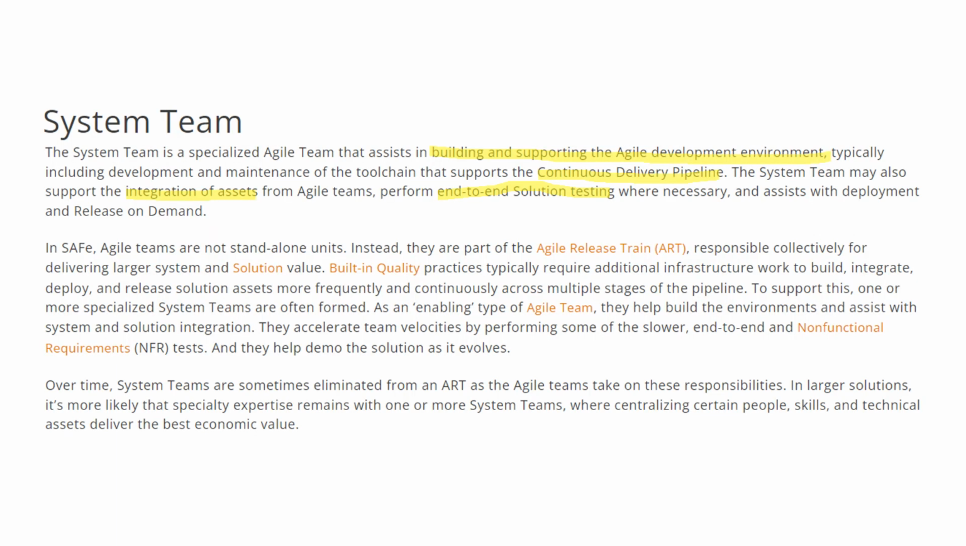Let us get into today's topic, system team. Let's try to understand what it means to be a system team. How do they fit in an agile team? What is in it for them and what is in it for other teams? The system team is a specialized agile team that assists in building and supporting the agile development environment.